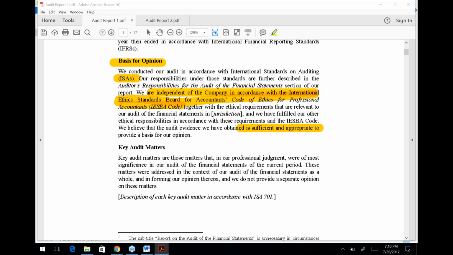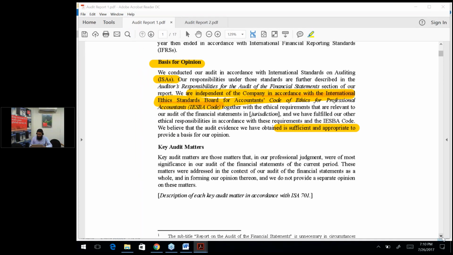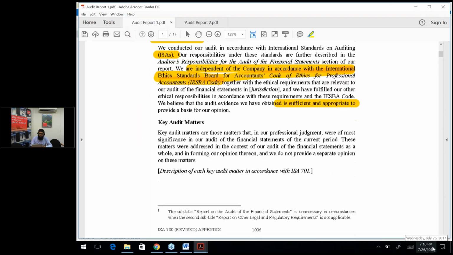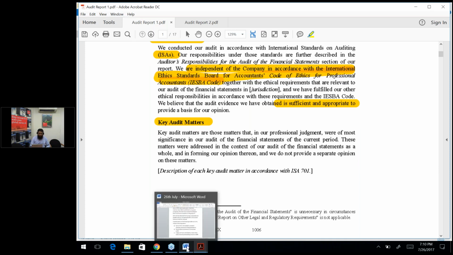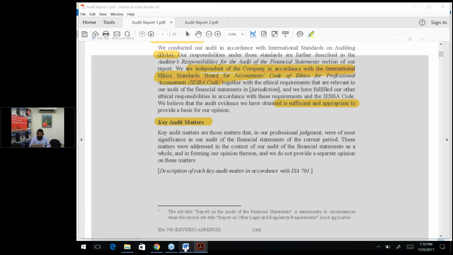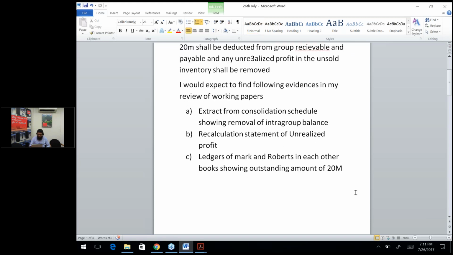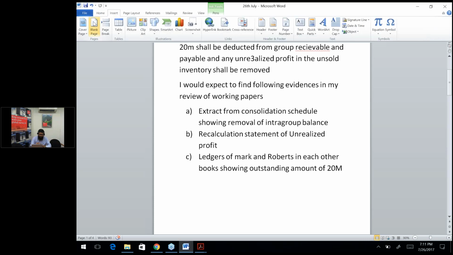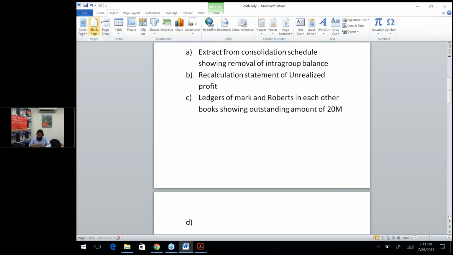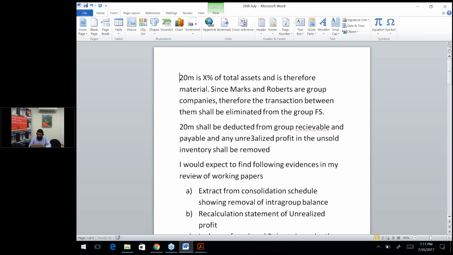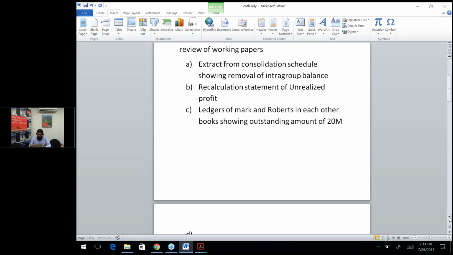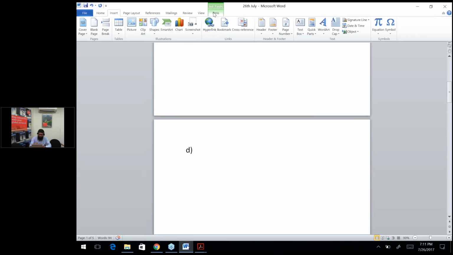Now let's move forward. In addition to this, the audit report has a key audit matter section. Now what exactly is this key audit matter? There is a specific ISA which has been introduced for the key audit matter, and I'm going to discuss that ISA. It's ISA 701.